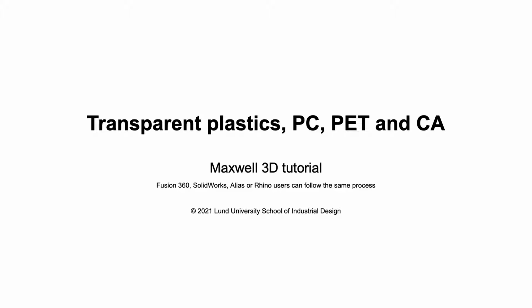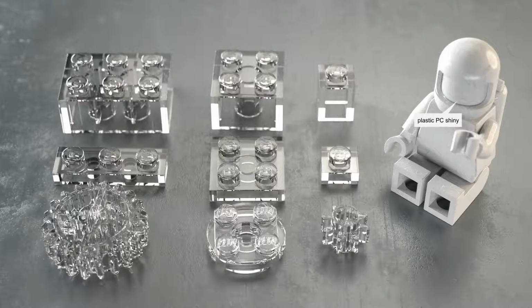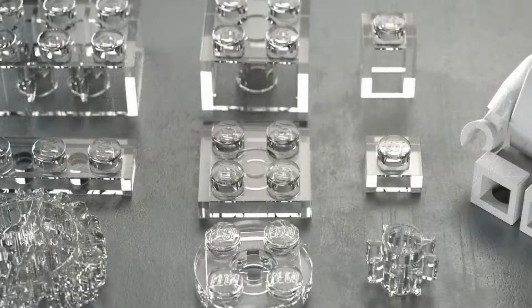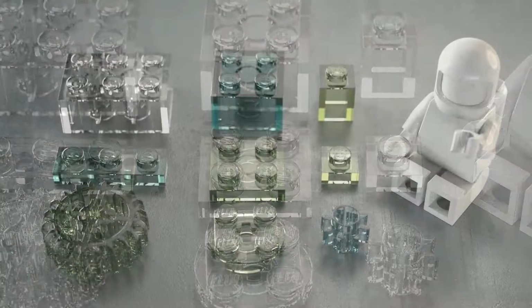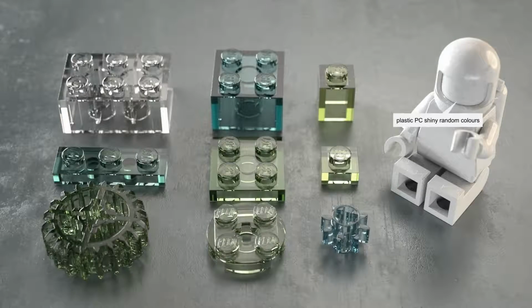Once you understand how the materials work, you can easily swap color and refractive index for any other transparent plastic material. So let's look at the finished results. PC or polycarbonate shiny. PC shiny with random colors.